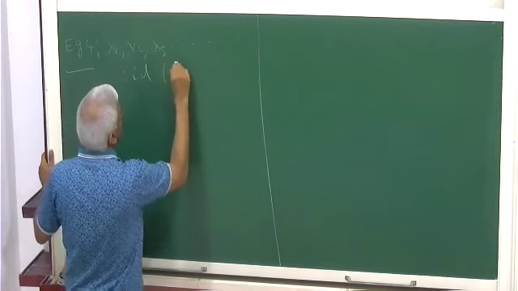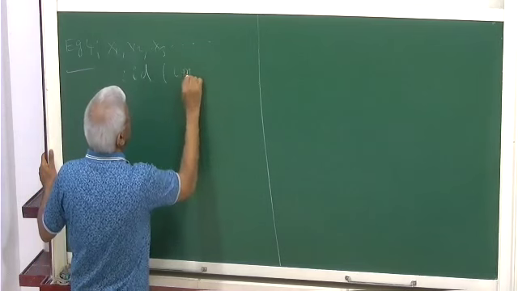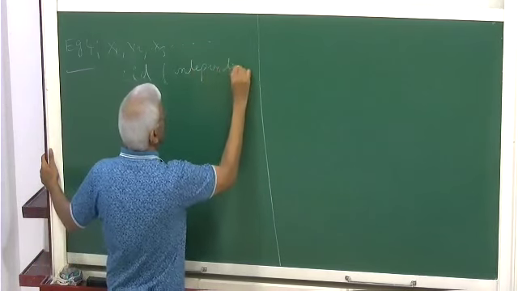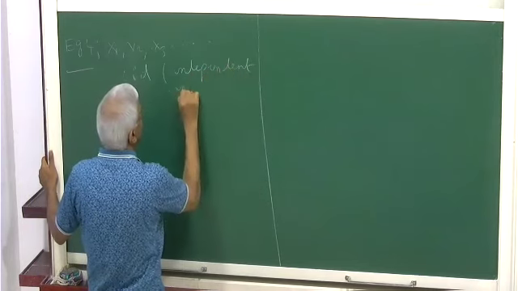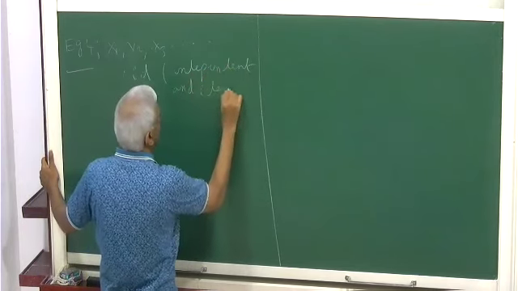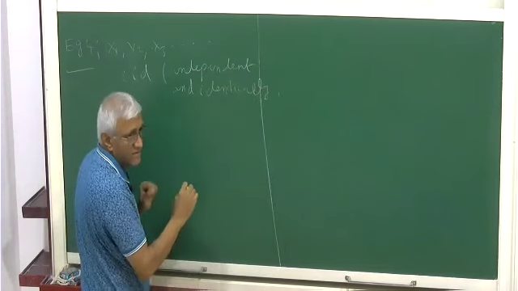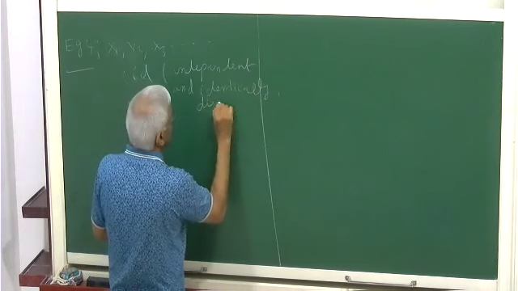IID means independent and identically distributed. They have the same distribution and they are all independent. That's all IID.